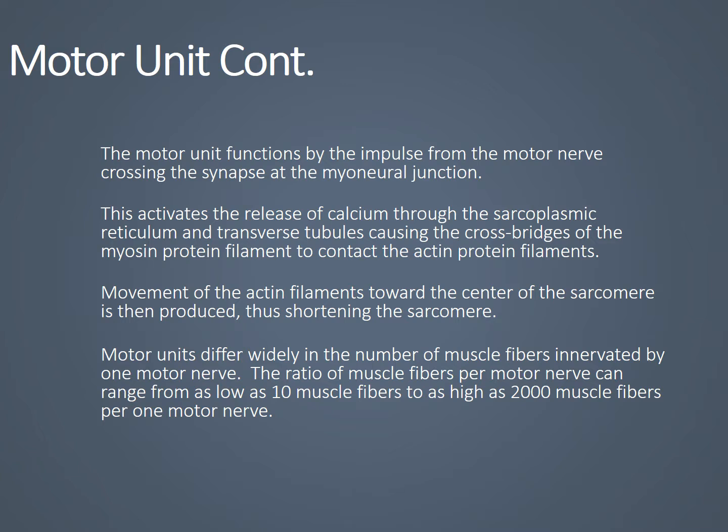Motor units differ widely in the number of muscle fibers innervated by one motor nerve. The ratio of muscle fibers per motor nerve can range from as low as 10 muscle fibers to as high as 2,000 muscle fibers per one motor nerve.